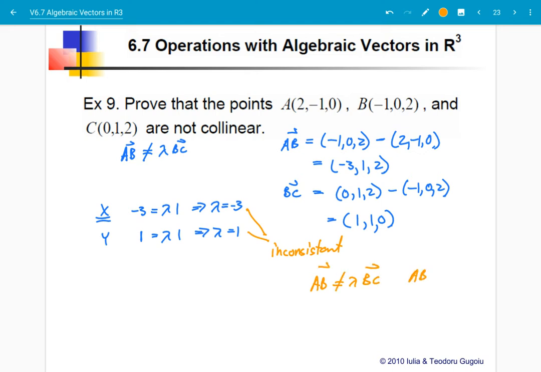So AB is not parallel to BC, and A, B, and C are not collinear. Not collinear. All right. Linear dependency.